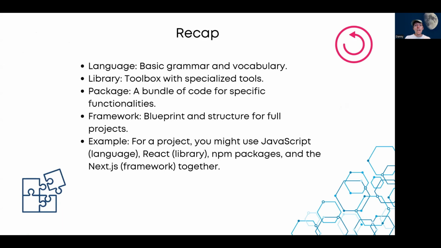So a quick recap, a language is the base, it provides the basic grammar and vocabulary. A library is a toolbox with specialized tools. A package is a bundle of code for specific functionalities. A framework is a blueprint and structure for full projects. So, for example, for a project, you might use JavaScript, the language, React, the library. You might use NPM packages and the Next.js framework all together.